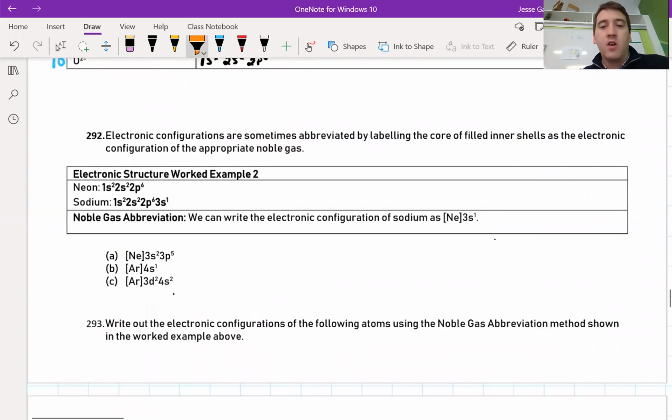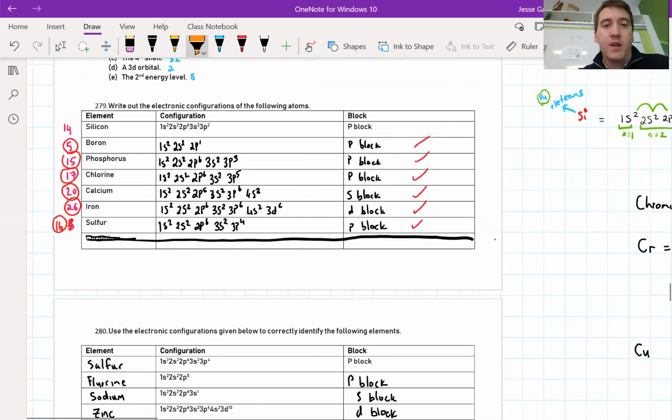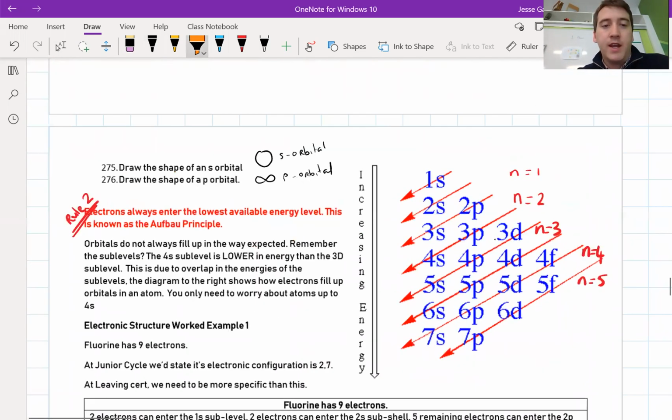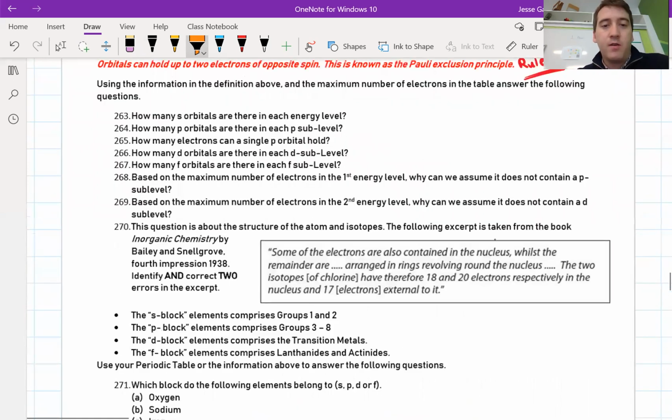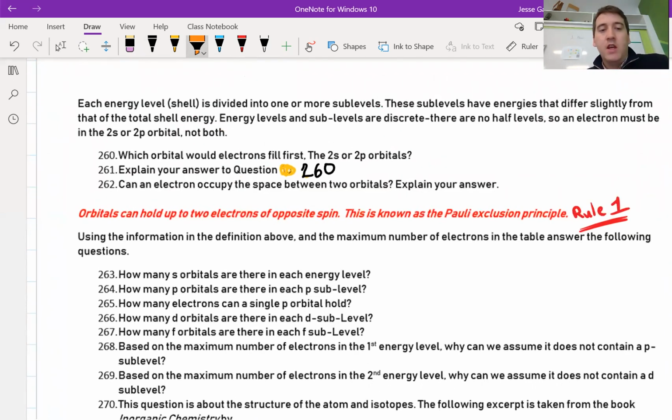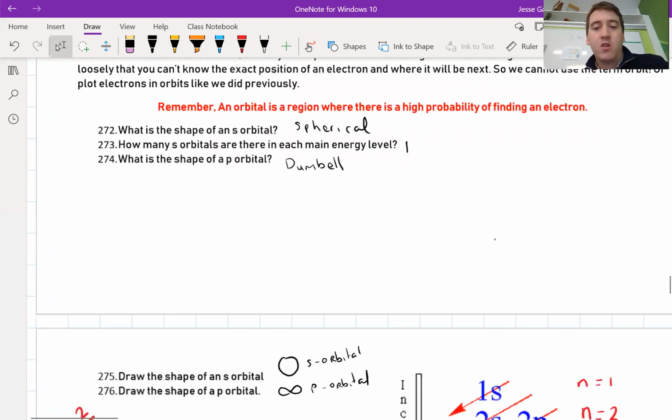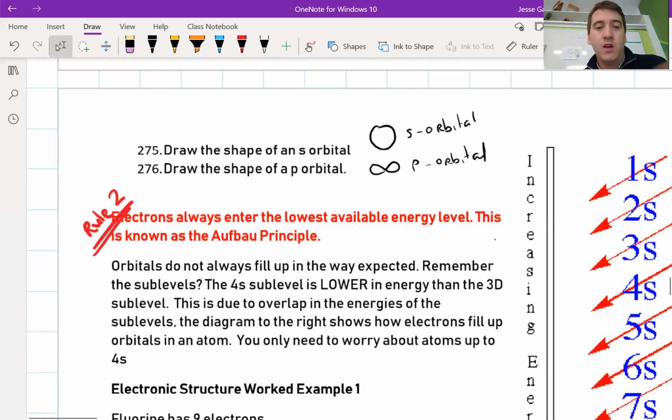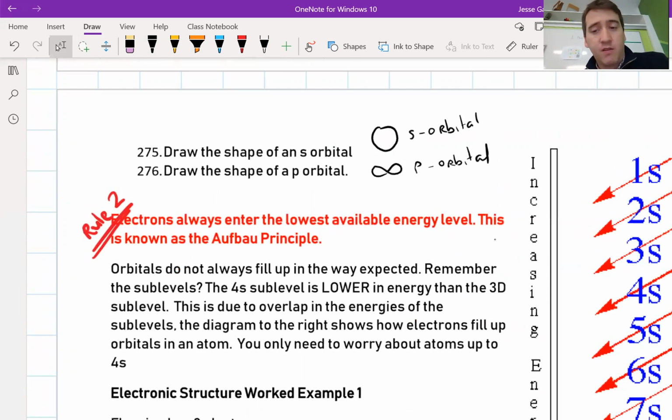We saw this earlier. I'll remind you where we saw it. It's the Pauli exclusion principle. So that was rule one: orbitals can hold two electrons of opposite spin. This was the Pauli exclusion principle. We then looked at rule two, and that's that electrons always occupy the lowest available energy first. This is the Aufbau principle.